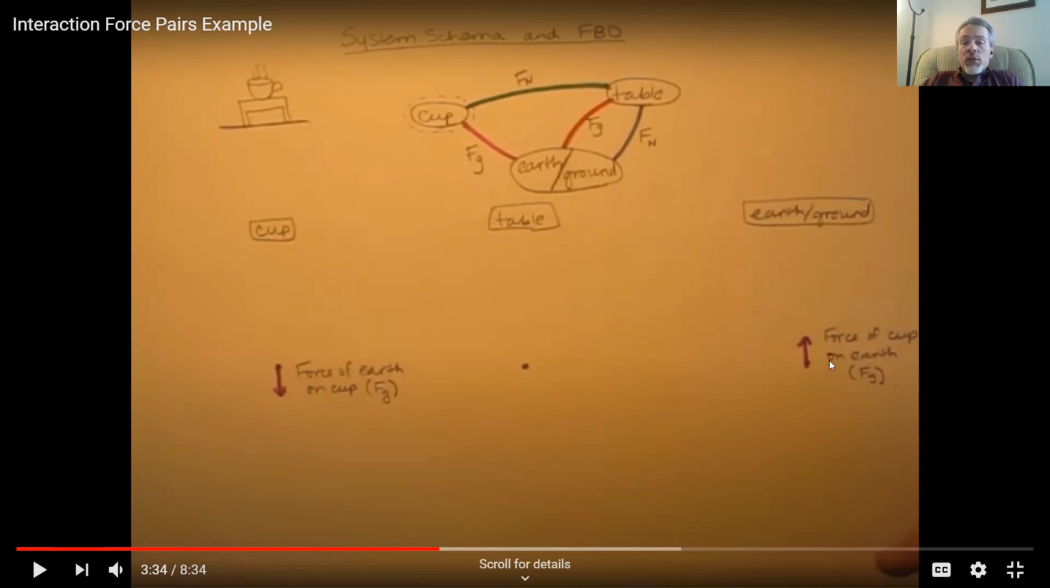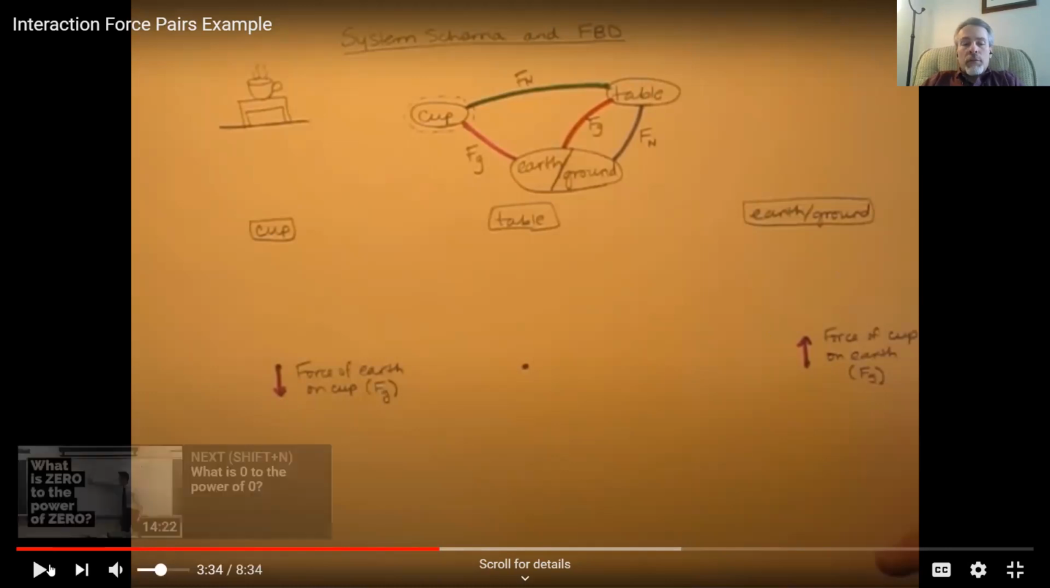So those two forces do not cancel. That's one of the misconceptions that students usually have. They're like, oh, if it's an interaction pair, since they're equal and opposite, they cancel. No, they don't. And the reason they don't is because they act on two different things. The one on the left acts on the cup. The one on the right over here acts on the earth, ground. Two different objects, so they don't cancel.